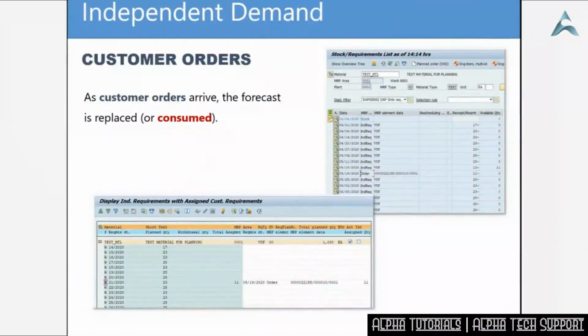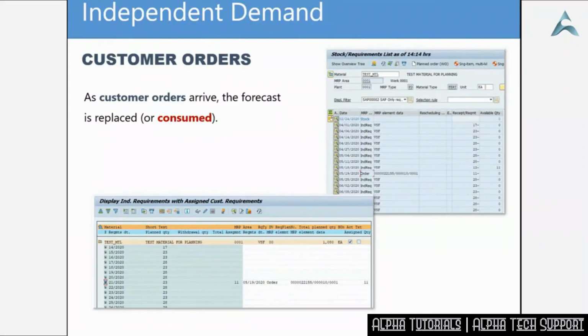Another visual example of independent demand is actual orders from your customers. Because the forecast is simply a placeholder for those orders, it's important to understand forecast consumption. As orders come into the SAP system, the planning engine will consume the forecast quantities that align with the shipment date of the customer order. This ensures that the demand quantity is not doubled up.